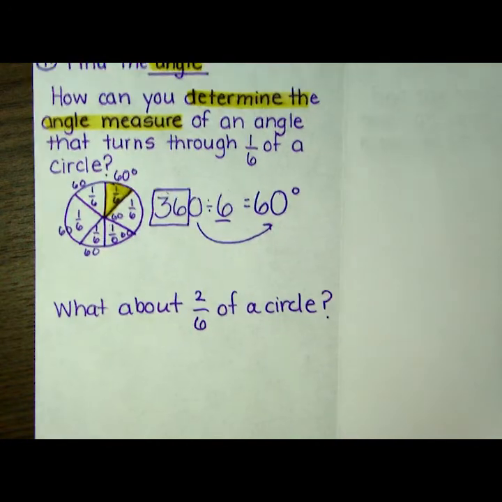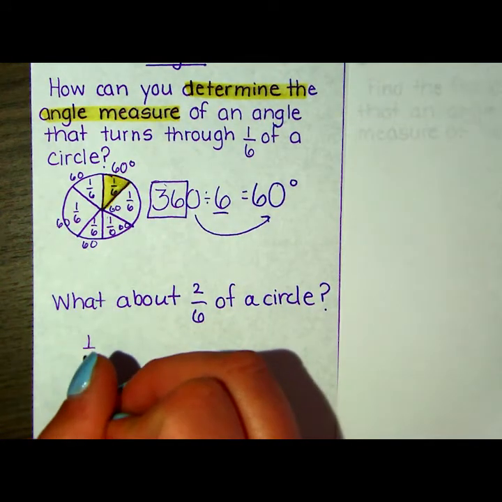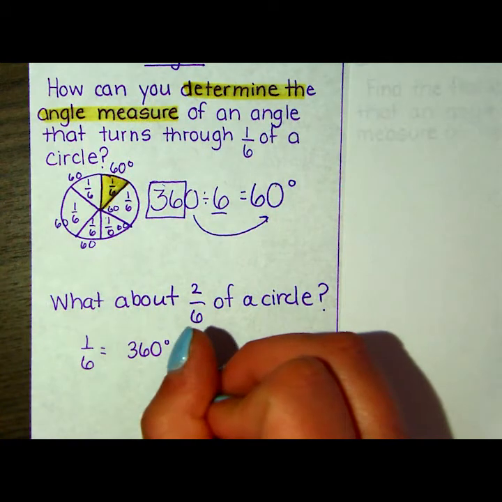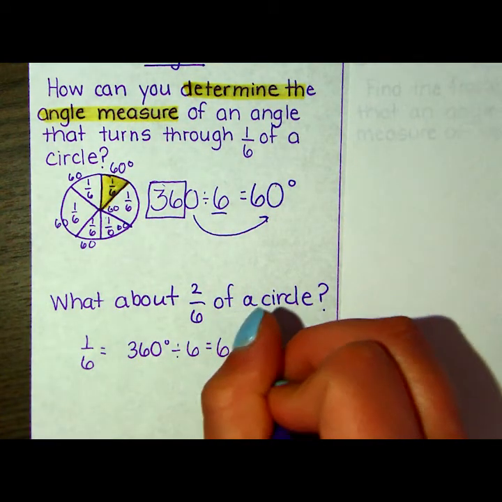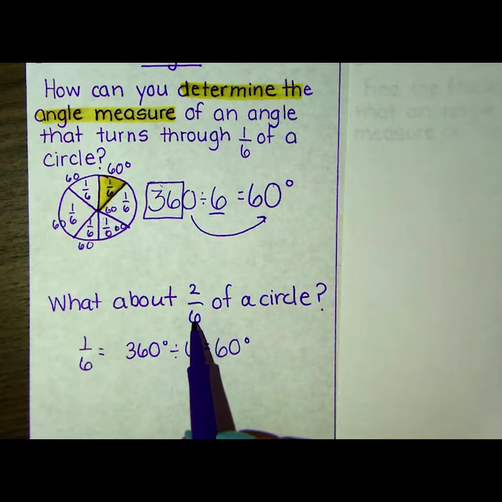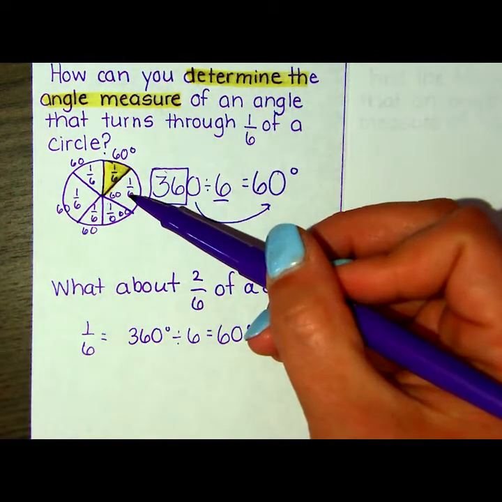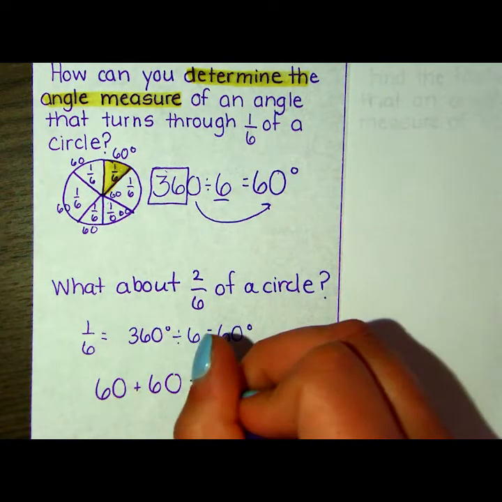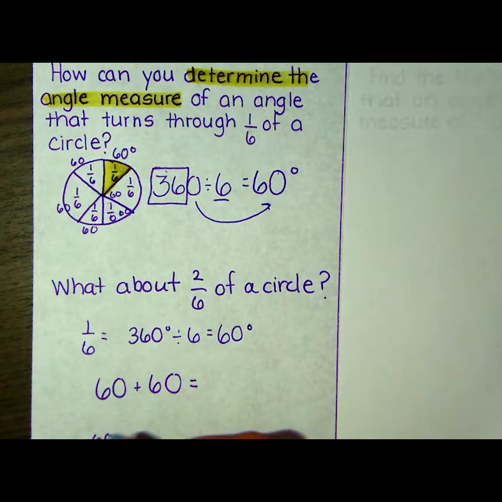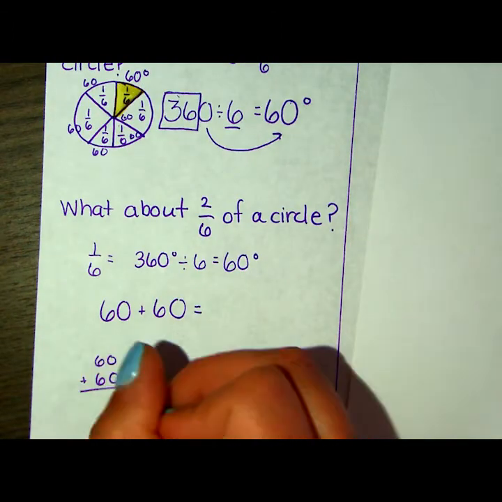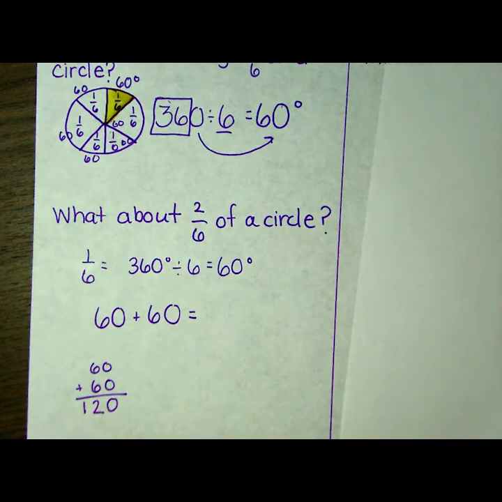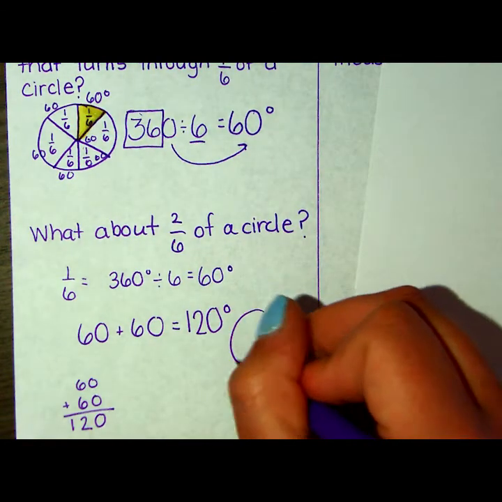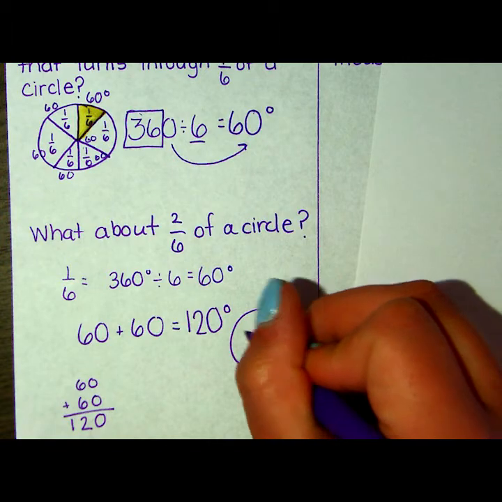Well, if we know that 1/6 was equal to taking the 360 degrees that we know and dividing that into 6 equal parts for a quotient of 60 degrees, and we now need 2/6, we're just going to add on that extra piece of the pie. So let's add 60 plus 60. 0 in the ones place, 6 plus 6 is 12, 120 degrees. Again, just taking what we know about that circle divided into 6 equal parts.